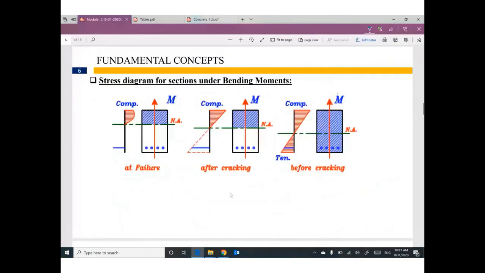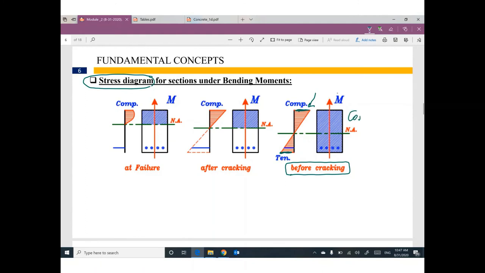What about the stress distribution? Very important to understand. Before cracking, I told you concrete is still good in tension and is already good in compression. So we have compression stress at the top and the tensile stress at the bottom. The whole cross section is still working.